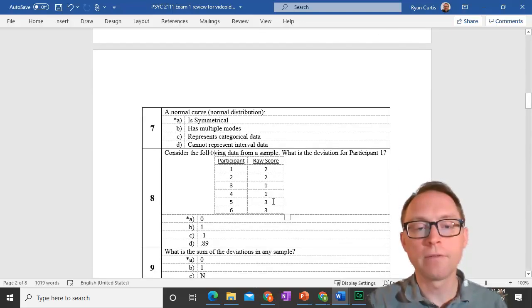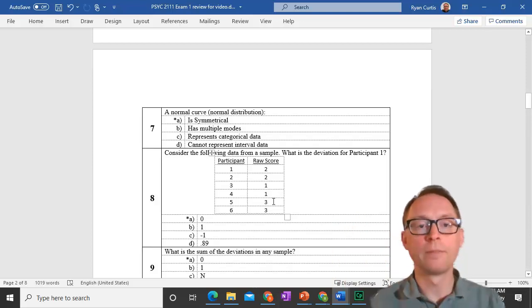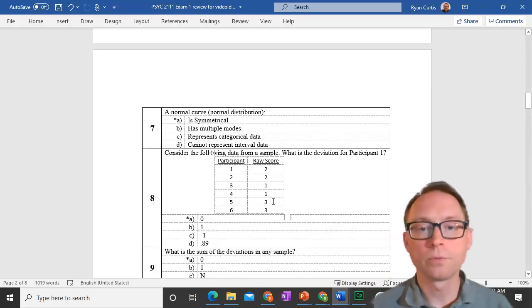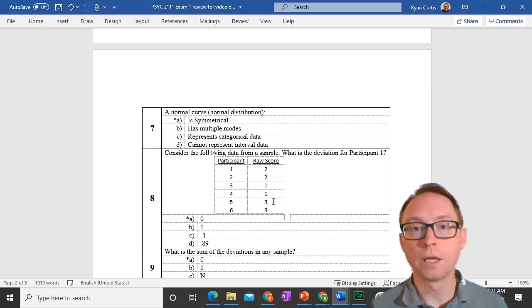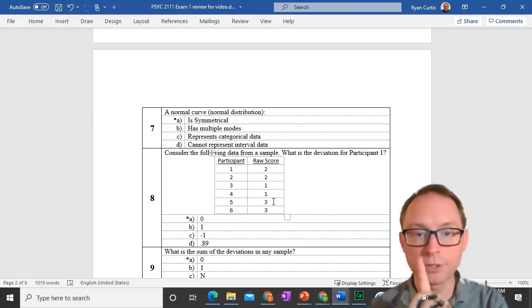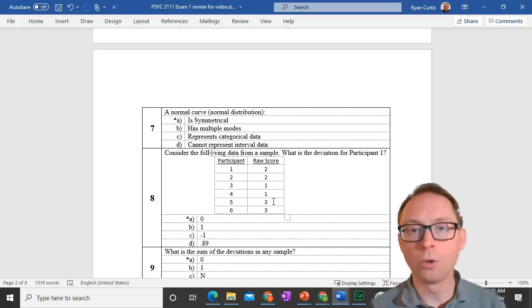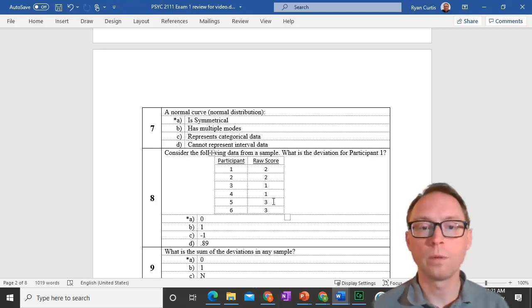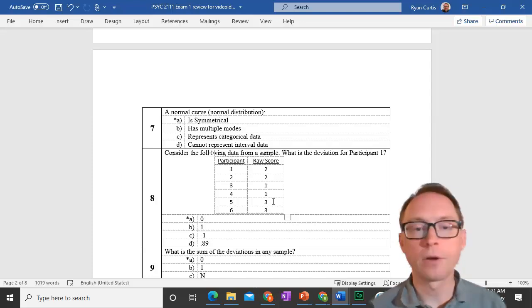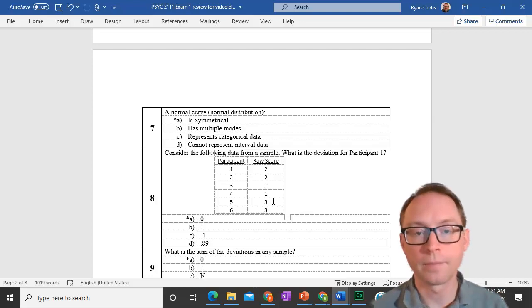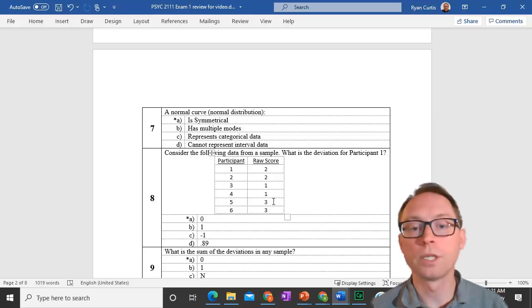Question 7. A normal curve, which is a normal distribution, is, well, it's symmetrical. It only has 1 mode. It's unimodal, right? 1 mode. It doesn't represent categorical data. It only represents continuous data. It's a normal curve. Normal curves are only for continuous data.